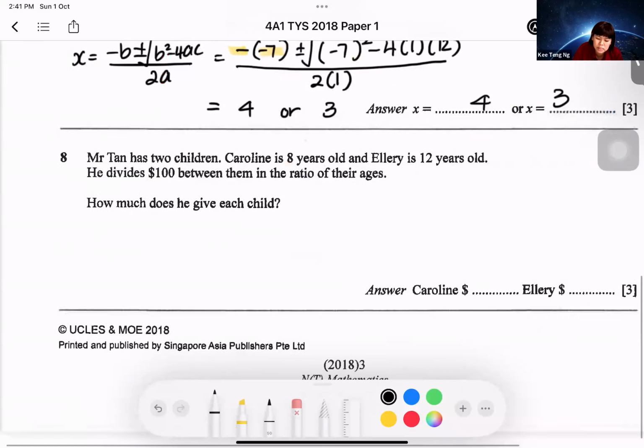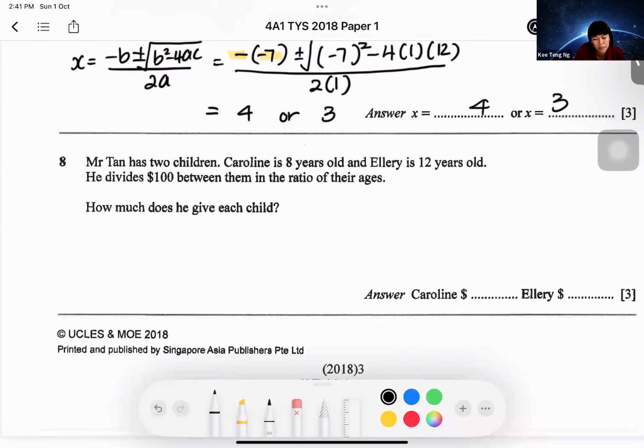Next question, Mr. Tan has 2 children. Caroline is 8 years old and Ellery is 12 years old. He divided $100 between the ratio of their ages. So 8 for Caroline, let me put a C and E. C is to E, Caroline is 8 years old, Ellery is 12 years old.